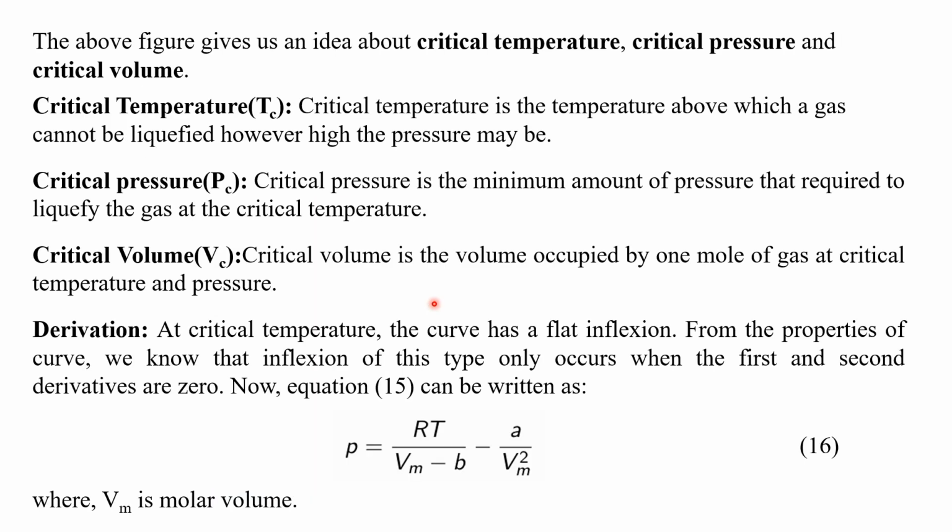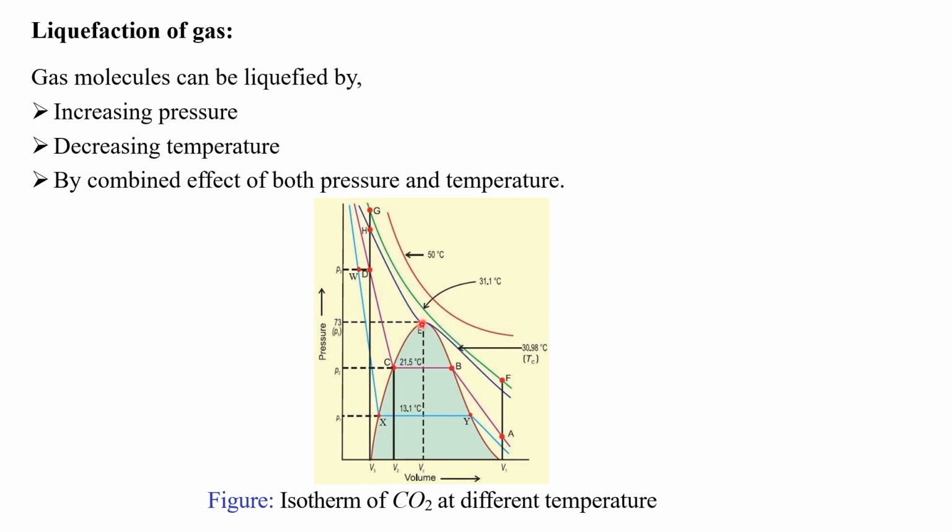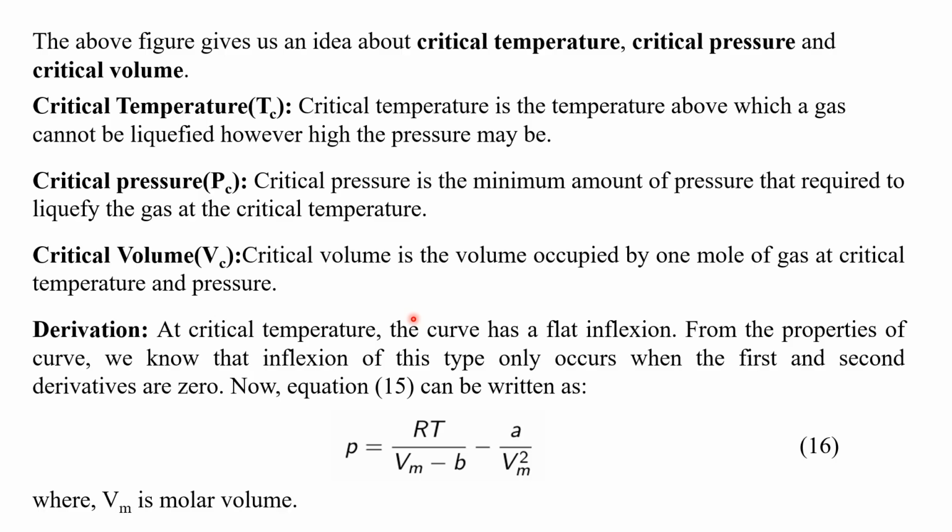So, what is the critical pressure? Critical pressure is the minimum pressure required to liquefy the gas at the critical temperature. This is the critical temperature curve, at 30.98. 73 is the value of pressure here. This is the minimum amount of pressure required, the value of Pc. And critical volume is the volume occupied by 1 mole of gas at critical temperature and pressure. When P equals Pc and T equals Tc, the volume occupied by 1 mole of gas is known as critical volume.